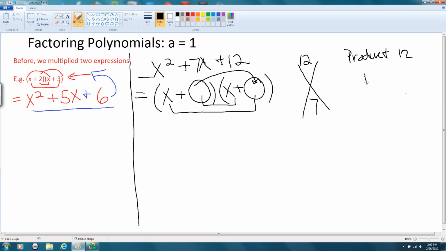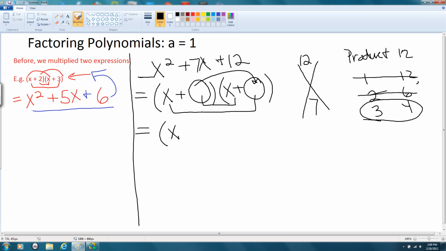So products could be 1 and 12, 2 and 6, 3 and 4, and that's about it. Now which of these has a sum that equals 7? Well, this one doesn't. This one doesn't. Hey, 3 plus 4 equals 7. That's going to be it. So I'm thinking if we make one of these 3 and one of these 4, we will have factored it. So let's give it a try.